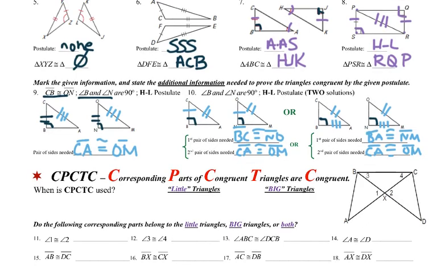Almost done. We're going to revisit what we learned in the beginning, corresponding parts of congruent triangles are congruent. And these we call big, little, both questions. Because CPCTC is used after we do side, side, side, or side, angle, side, or angle, side, angle. After we've shown the triangles are congruent, then we know the extra pairs of angles, extra pairs of sides are congruent.